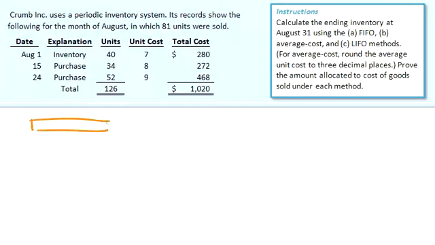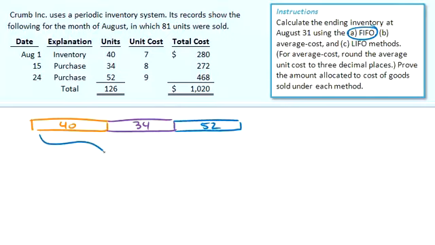At the beginning of the month, we had inventory of 40 units. Then on August 15th, we purchased an additional 34 units. And finally on August 24th, we bought the remaining 52 units.